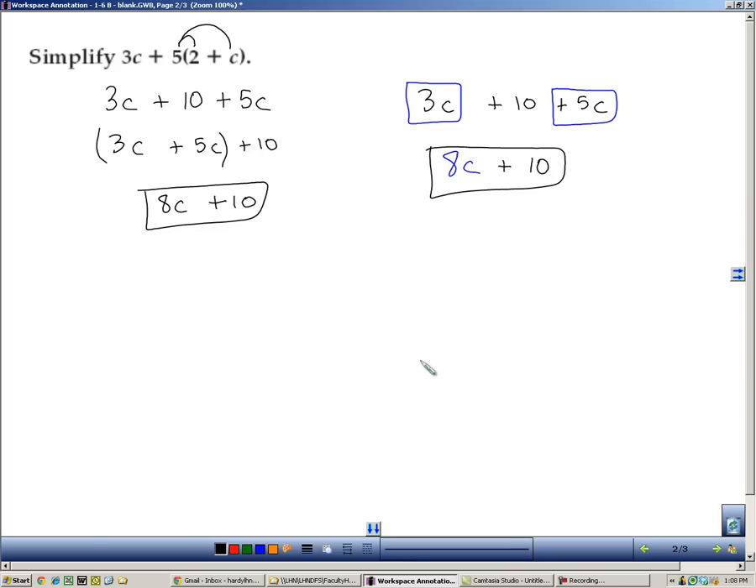What we're really doing is the commutative property step and the associative property step, but we're not writing them out because we know they exist, we know they're there. I just like to save some time by putting boxes around them and then collecting them together.